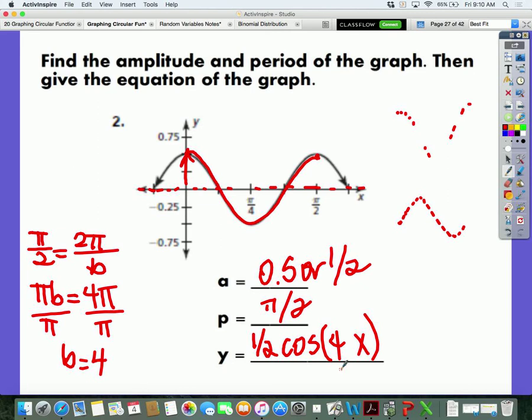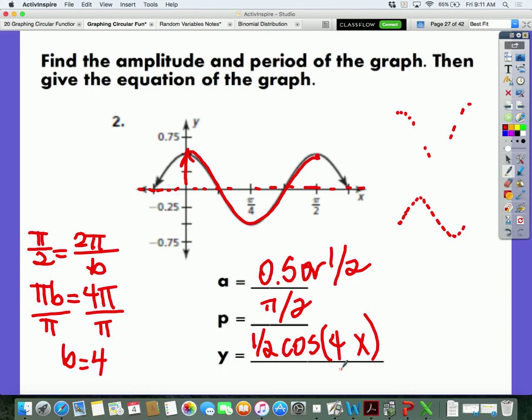For cosine and sine, is it always going to be together? Is it always going to be 2 pi over b? Yes. For sine, cosine will always be 2 pi over b. For tangent, it would just be pi over b. Because the period for tangent is just pi.